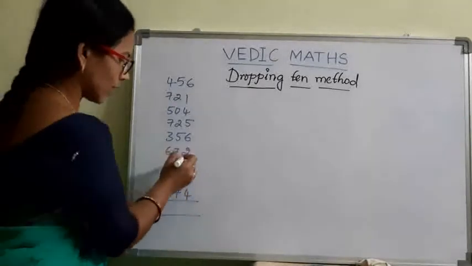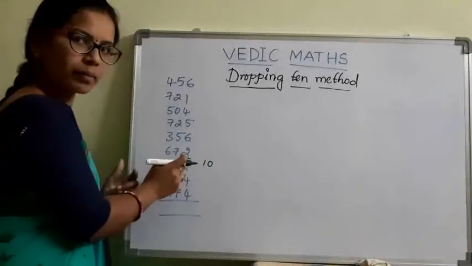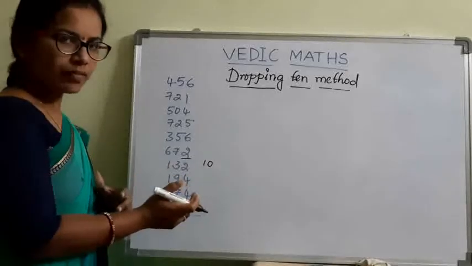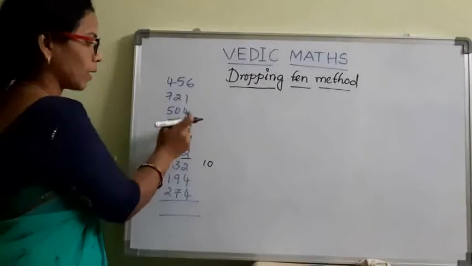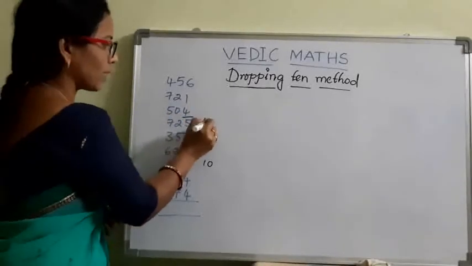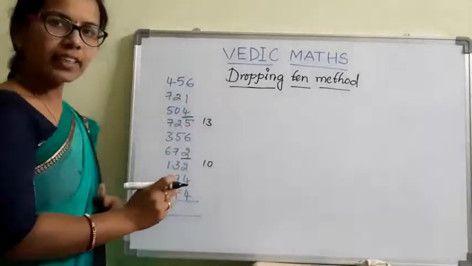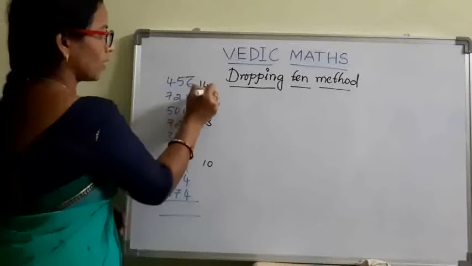8 plus 2, 10. Drop 10. Yes, carry 0 to the next number. Means again 0 plus 2, we get the same 2 itself. So start freshly. 2 plus 6, 8. 8 plus 5, 13. Drop 10. Carry 3 to the next number. 3 plus 4, 7. 7 plus 1, 8. 8 plus 6, 14. Drop 10.